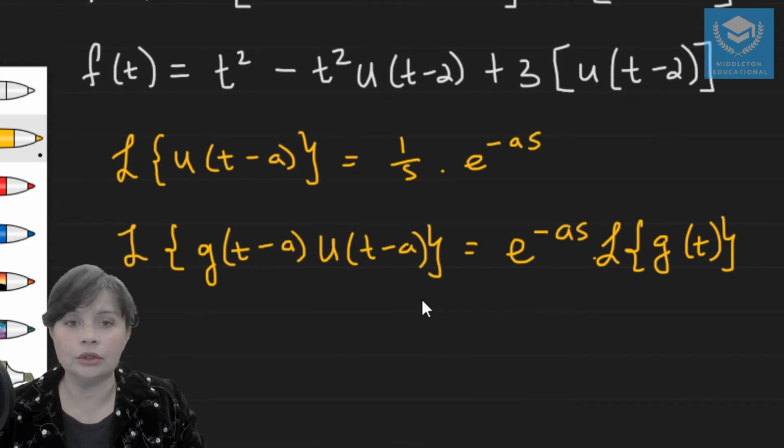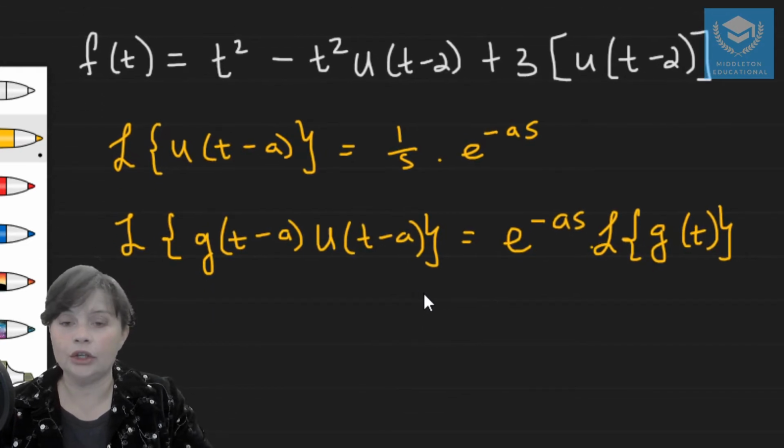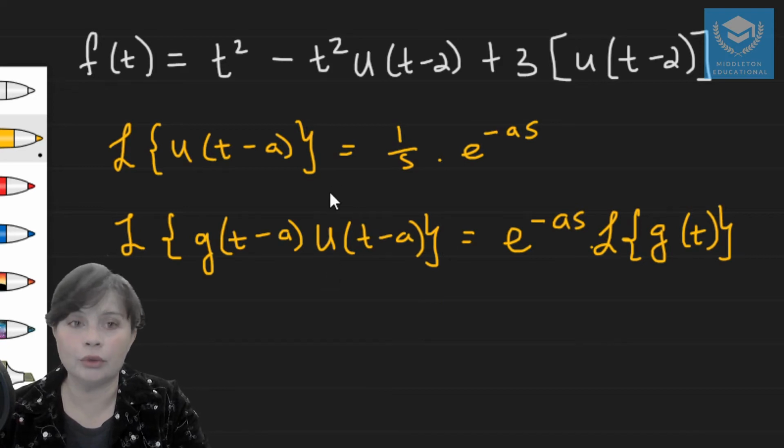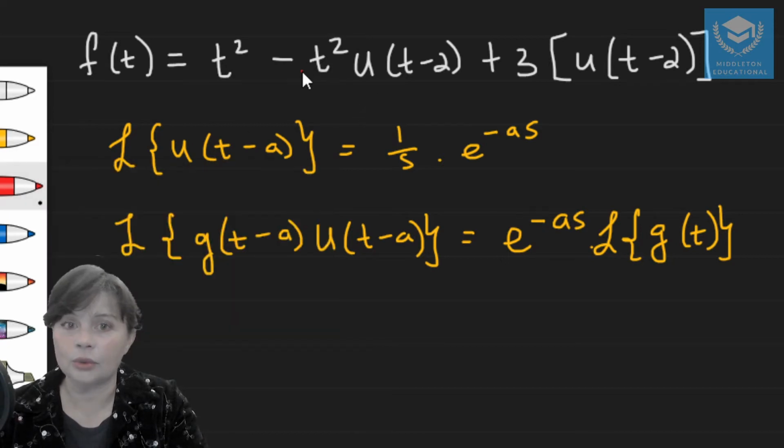Now, if we look at our f of t and we compare it to the two formulae we have, you'll see when you take the transform of f of t, your first term is going to be fine because you can just read off your table. The second term is going to be a bit of a problem because it's not in the form of either one of these. Your third term will be fine because it is just going to be this first formula you will apply. So let's take this middle term and work on it before we put everything together.